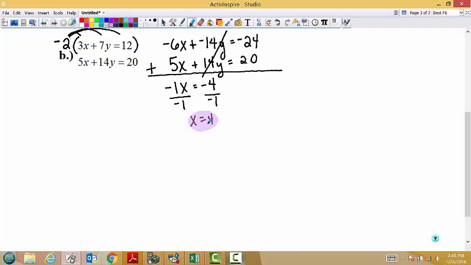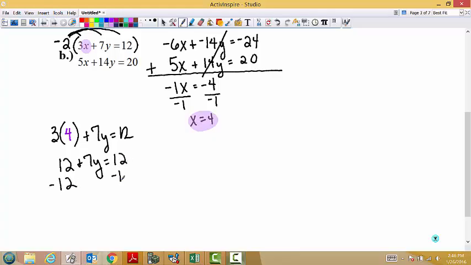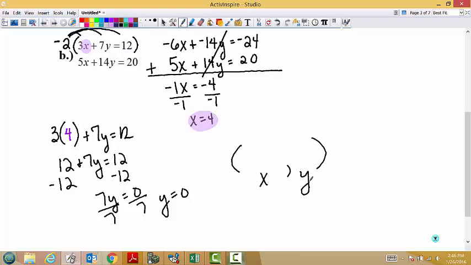And then I take my x equals 4 and I plug it into either one of the first two equations where the x is. I'm going to do the first one. The only reason I picked the first one is because it had smaller numbers. That is the only reason. So 3 times x, but x is 4, plus 7y equals 12. And then I solve it. 12 plus 7y equals 12, minus 12. 7y equals 0. Y equals 0. So it's the point, remember it's xy, so it's 4, 0.